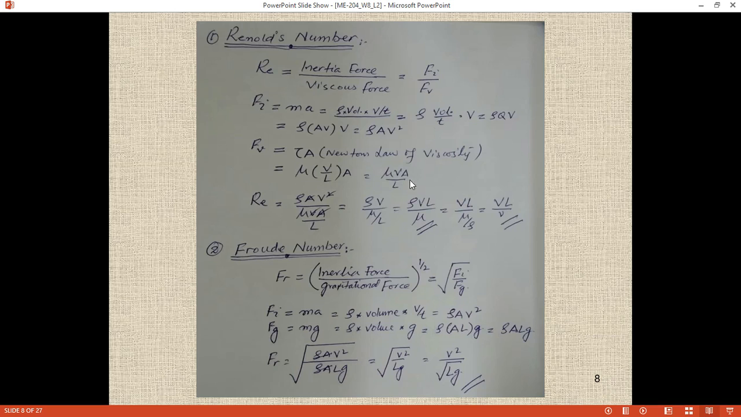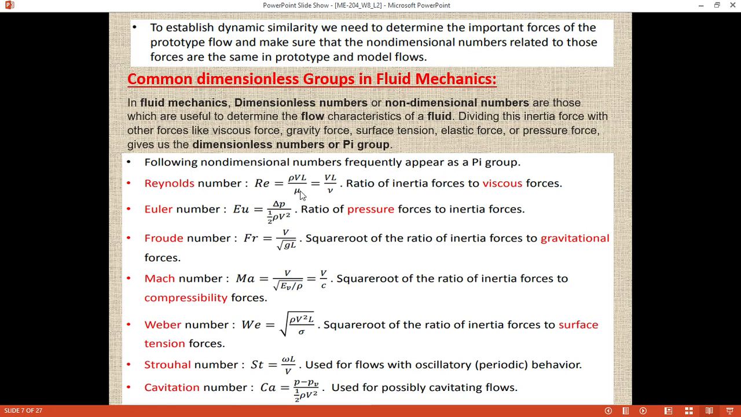Now put the values of these two forces that you have calculated. If you put them here, what will happen? The V squared will cancel with the V, and A will cancel with the A. So finally it will reduce to rho V L over mu. You see this same component here, rho V L over mu. This is the Reynolds number. So it proves that the Reynolds number is the ratio of the inertia force over the viscous force.